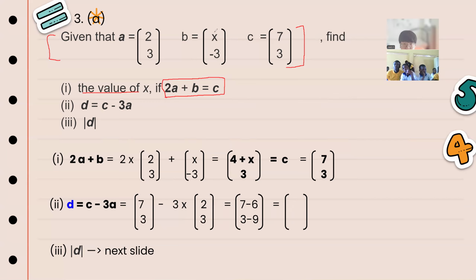Find x. X is here, right? Can everyone see this? X is over here, inside B. So we need to find this value of x when this equation holds.